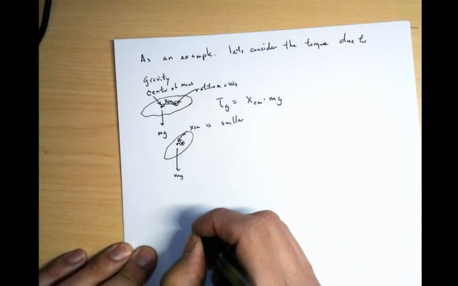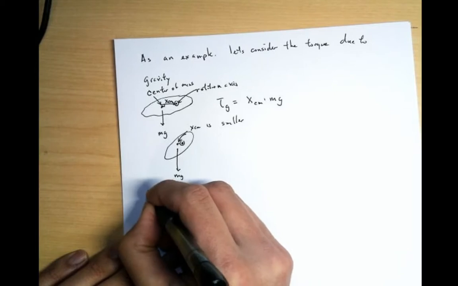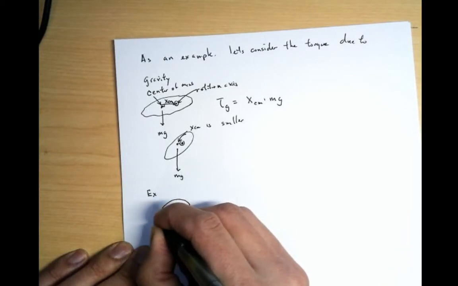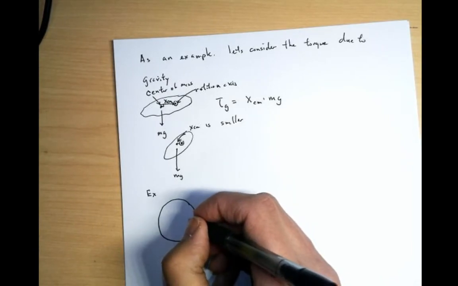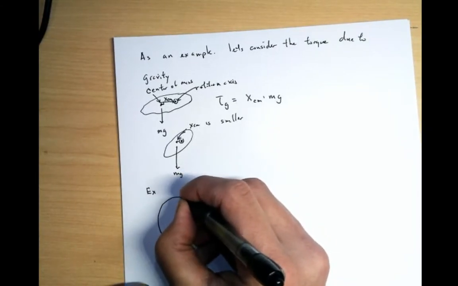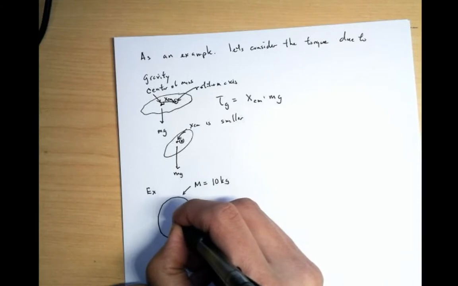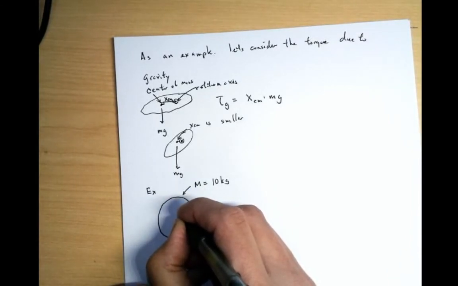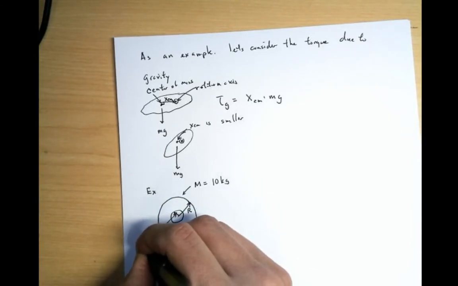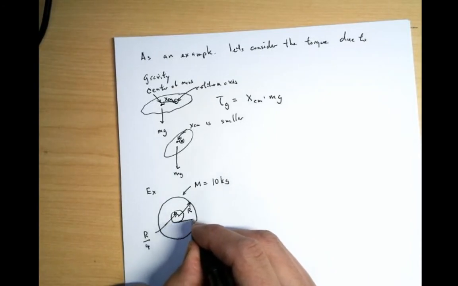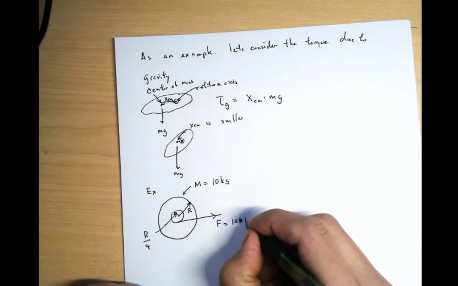All right, let's try another, more solid example. Let's imagine I have a disk, and I'm going to give this disk some mass. This disk has a mass of, say, 10 kilograms, and it has radius capital R. And I'm going to make a smaller wheel in here, and this radius is significantly smaller, R over 4, say. I'm going to attach a string to this object, where I'm going to apply a force equal to 10 newtons. Let's write the angle clearer.